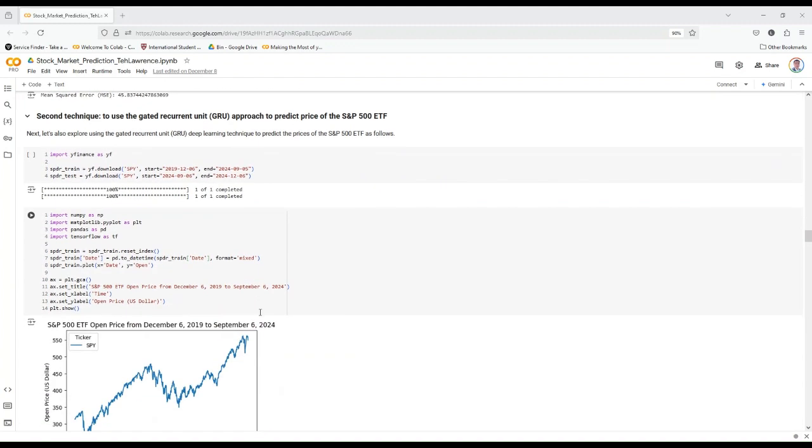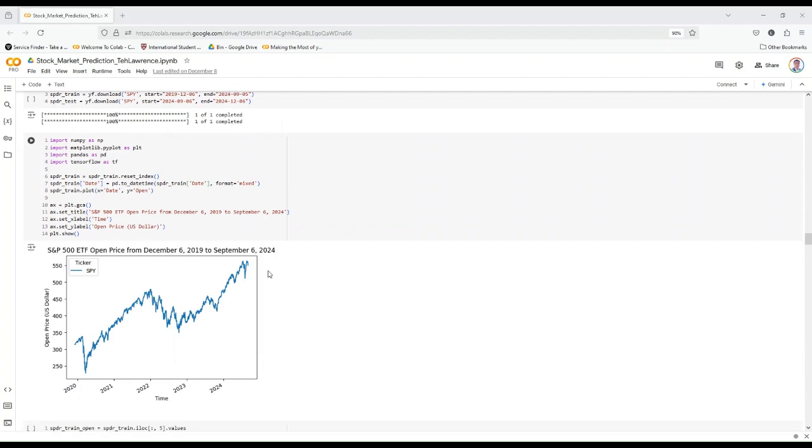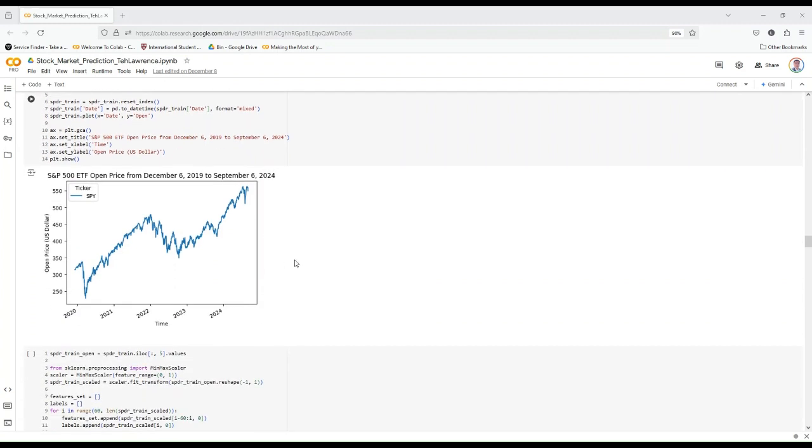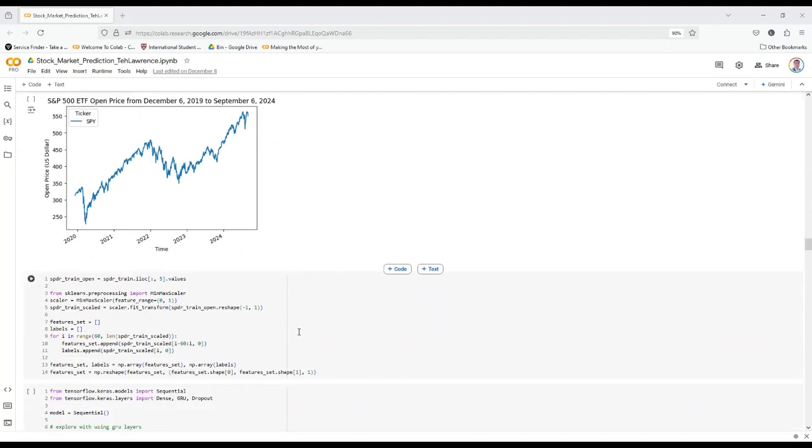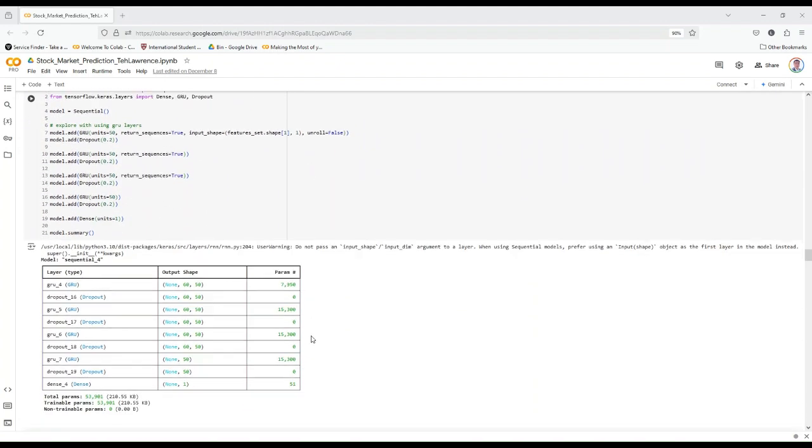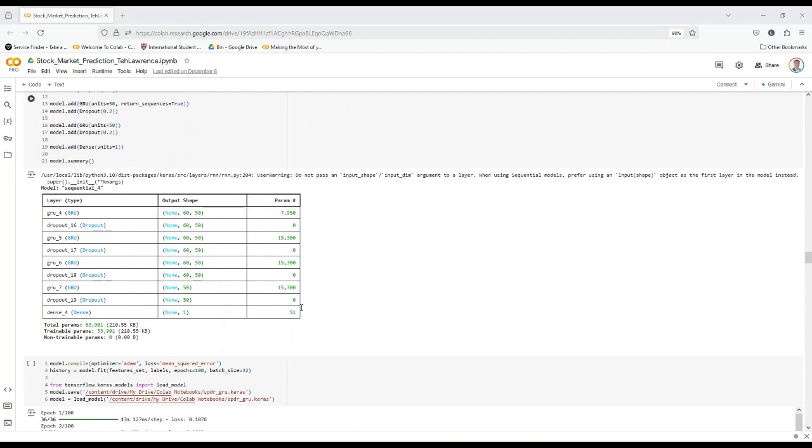So quickly, if we move on to the second technique, GRU, for gated recurrent unit, very similarly, we bring in the price and split it into training and test sets, the same split, and it's chronological. So there's no randomness about picking which day is the training set and which day is the test set. It's chronological. Then we build out the GRU model, which is the summary of the second technique.